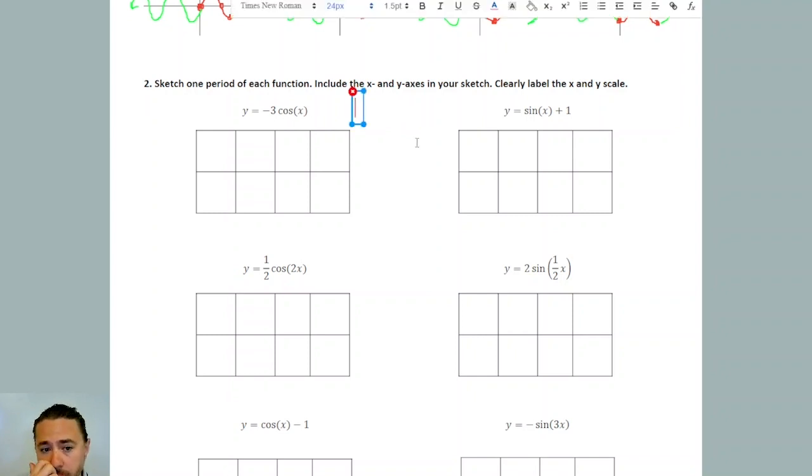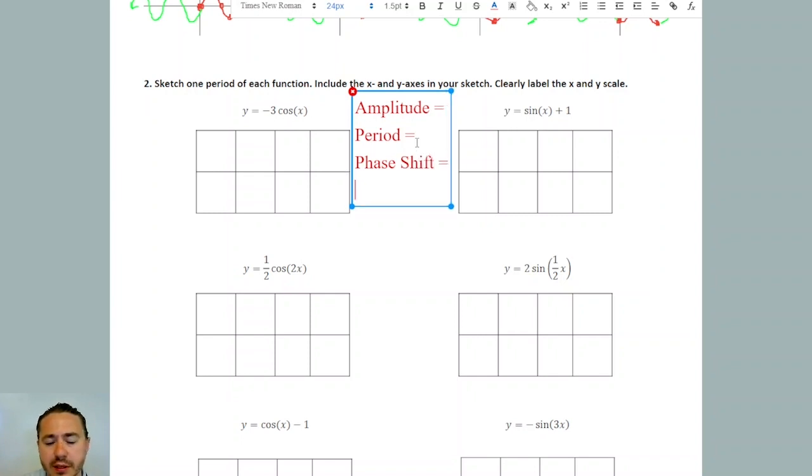The first thing we're going to look at is amplitude. We want to know what the amplitude is, and the period. We need to know the phase shift and the vertical shift. Now this is not exactly the order that I would typically find them in, and you'll see as we go through these what order I will usually go through.